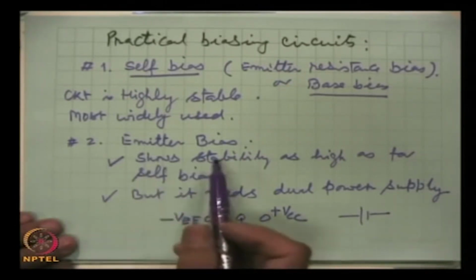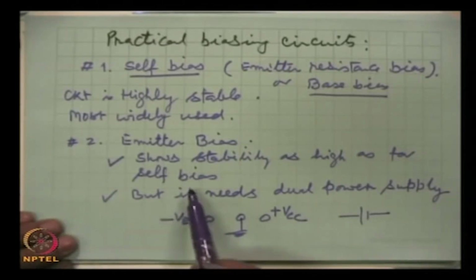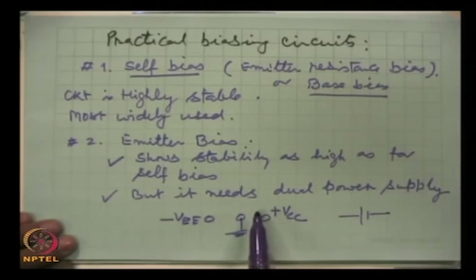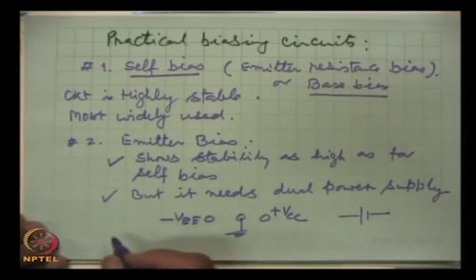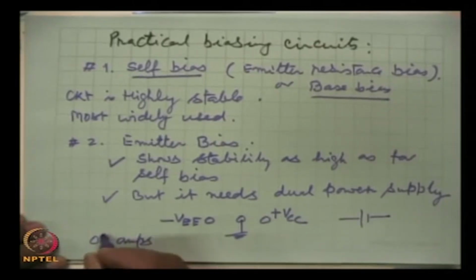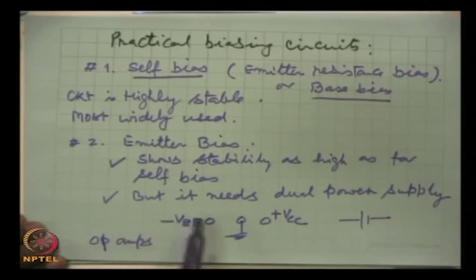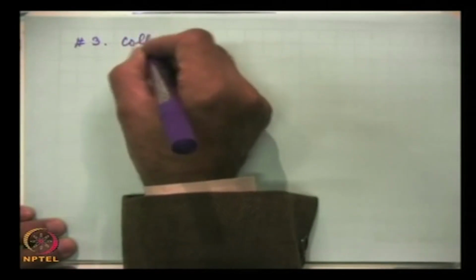Now, emitter bias, while it shows stability as high as in the self bias, needs a dual power supply. This is also a very popular biasing scheme. Almost all operational amplifiers, op amps, make use of this scheme. So, very important. And the third one is collector feedback bias.